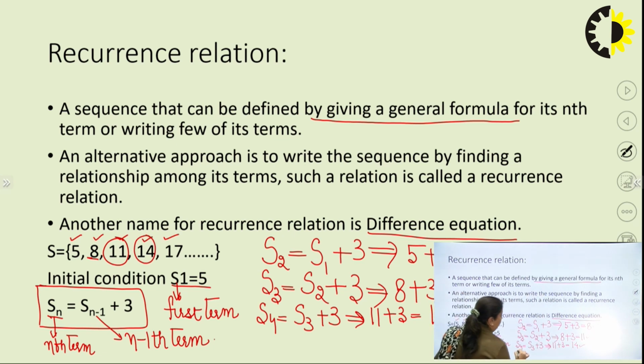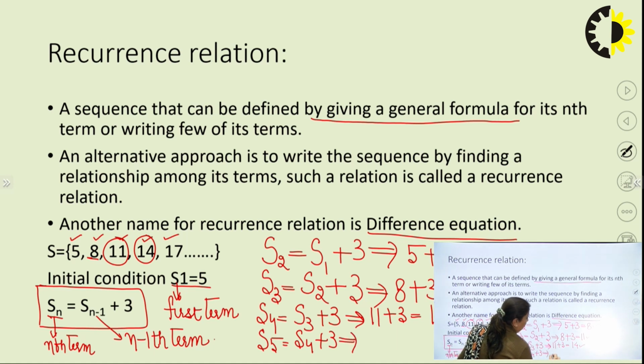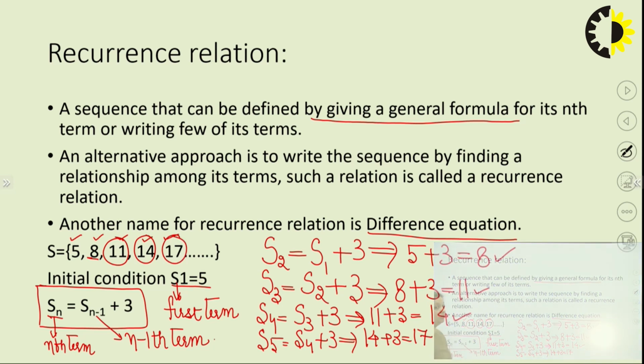And last one, that is S5. S5 will be equal to S4 plus 3, which is 14 plus 3, that is equal to 17. So, the next term is 17. It means that I am able to find out all the terms with the help of the previous term. So, this is a recurrence relation for which the initial condition is given to me and I can find out my terms. So, this is the basic definition of a recurrence relation.